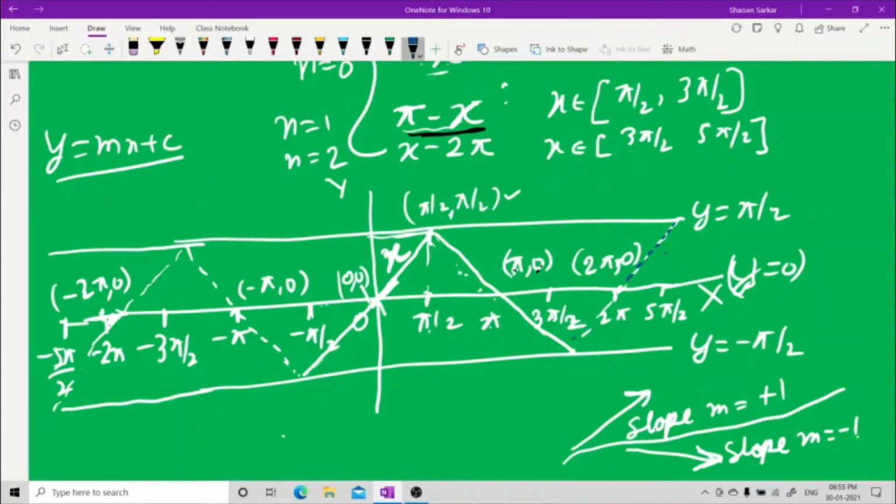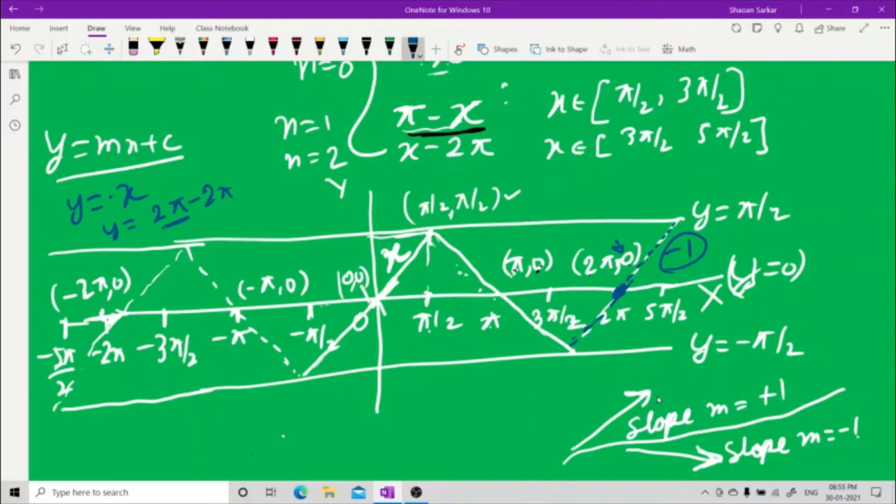Now my point is here. Wait, let me come to this. This is my line now. This has a slope +1. Put here y equal to, you put +1. So +1 you don't write, you write x. Now at this point it is (2 pi, 0). So put y equal to 2 pi. In 2 pi, what should I add so that I can get this 0? So I have to subtract 2 pi.